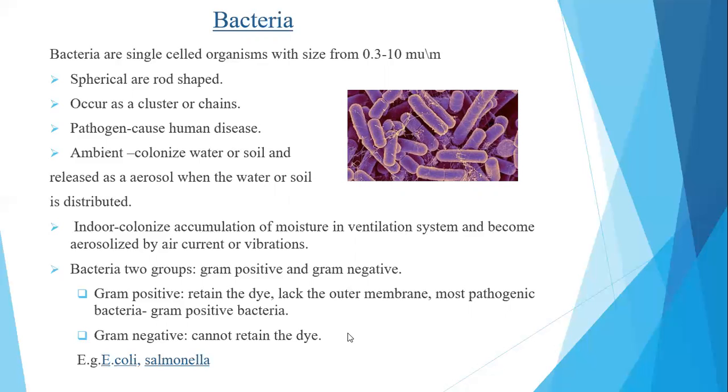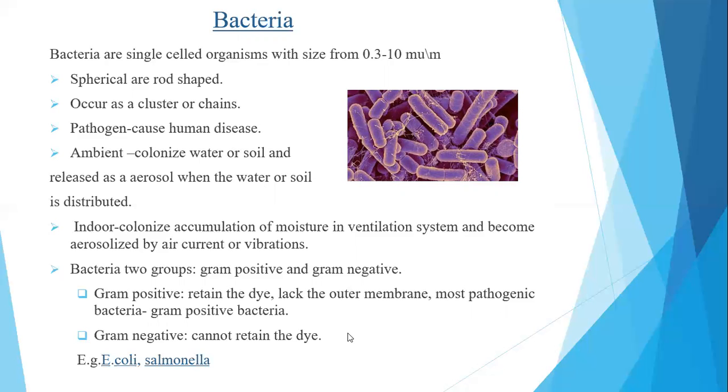In addition, bacteria can be classified into two groups based upon their ability to retain the crystal violet dye. Gram-positive bacteria can retain the dye. They have cell walls that consist mainly of peptidoglycan, which can cause many health issues. And gram-negative bacteria cannot retain the dye. They have a cell wall that contains an outer membrane composed of lipopolysaccharides, lipoproteins, and other complex macromolecules that can cause health effects.